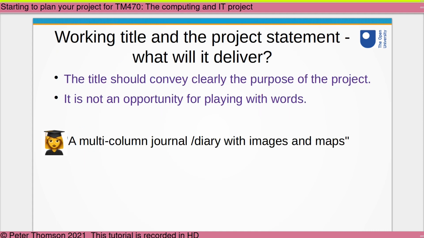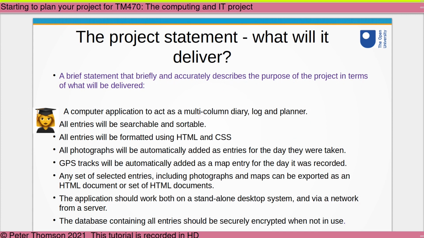The working title and the project statement: what will it deliver? The title should convey clearly the purpose of the project. It's not an opportunity for playing with words. The student has suggested a multi-column journal diary with images and maps. The project statement, what will it deliver? A brief statement that briefly and accurately describes the purpose of the project in terms of what will be delivered.